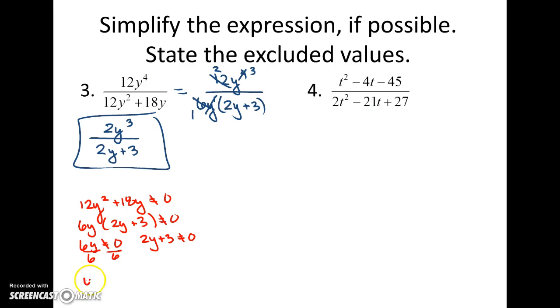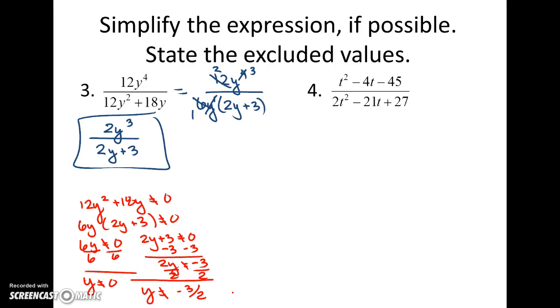Dividing both sides by 6, I know that y can't equal 0. And then if I subtract 3 and then divide by 2, I know that y can also not equal negative 3 over 2. So those are your excluded values.